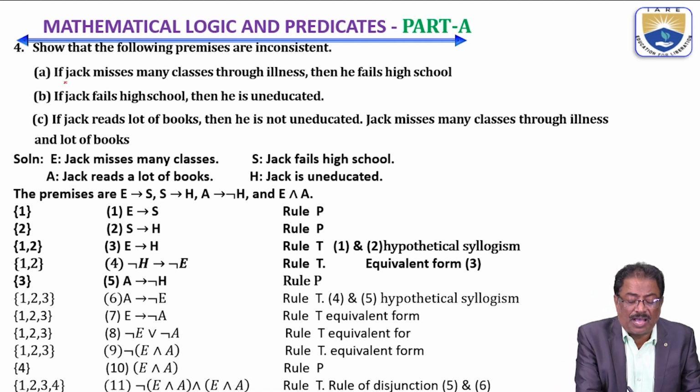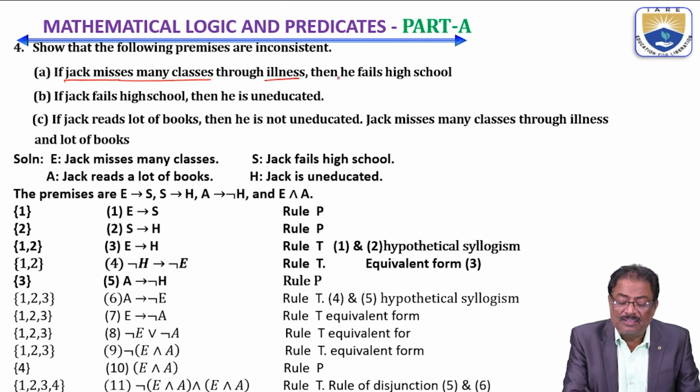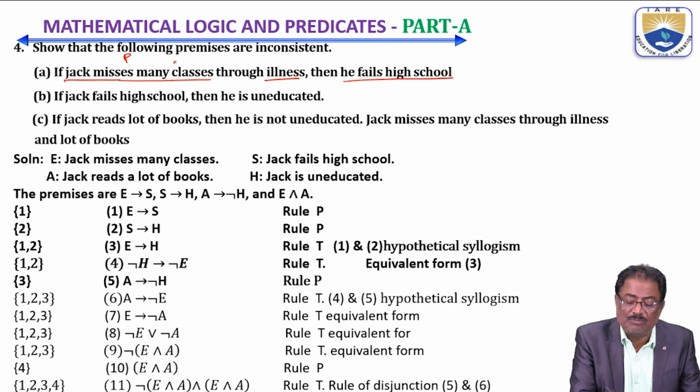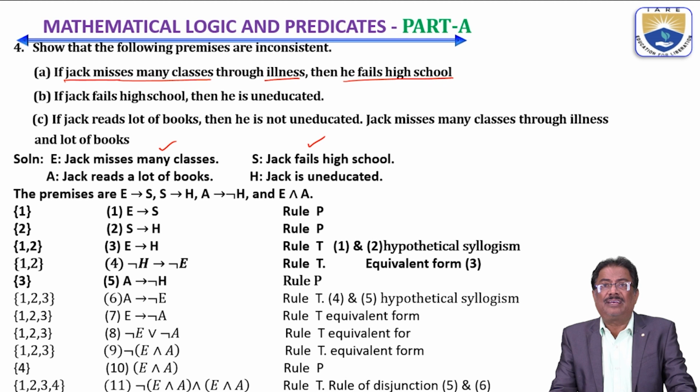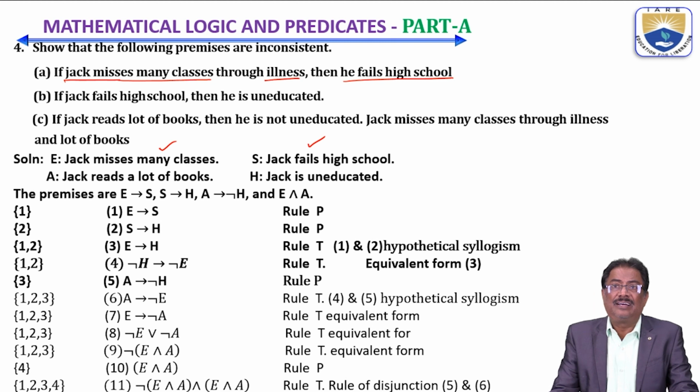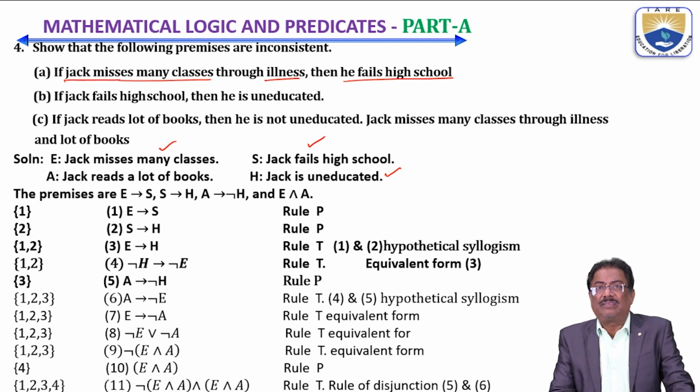So Jack misses many classes through illness, then he fails. I am going to consider this as P and this as Q, this as E, and this as S. He fails in high school, S. And the next one is Jack fails in high school, which is already considered as S. And the next, he is uneducated. Then the third one, if Jack reads a lot of books, which we already considered, then he is not educated. So this is also considered.